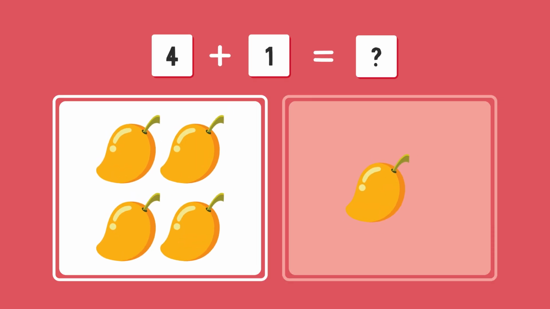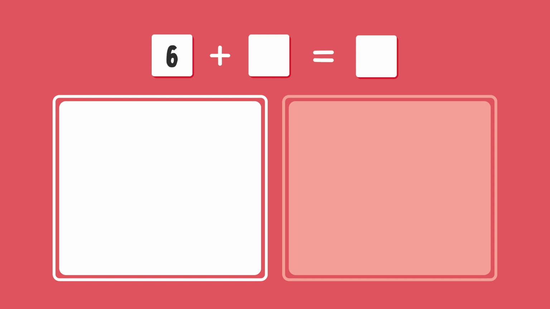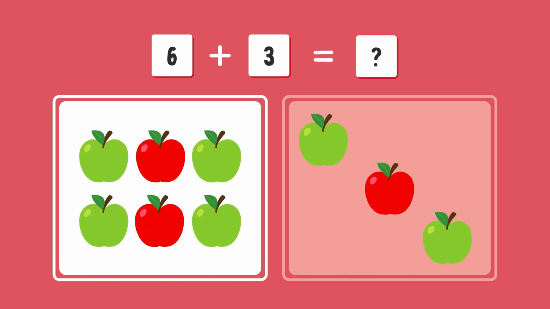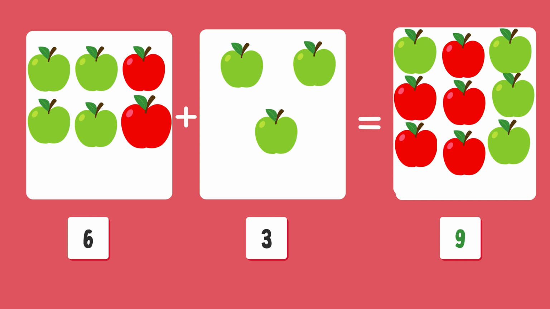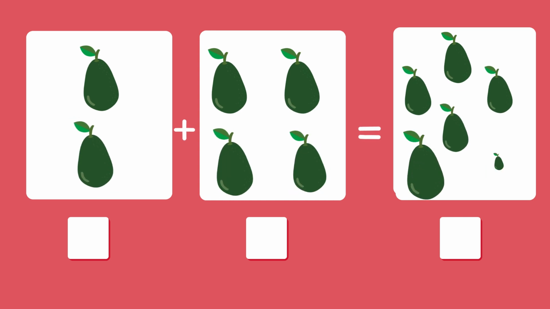What is 4 plus 1? Correct answer, 5. What is 6 plus 3? Correct answer is 9. What is 2 plus 4? Correct answer is 6.